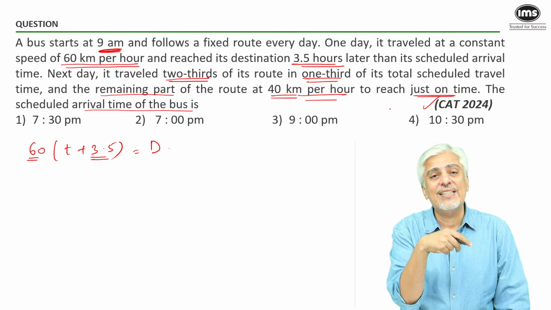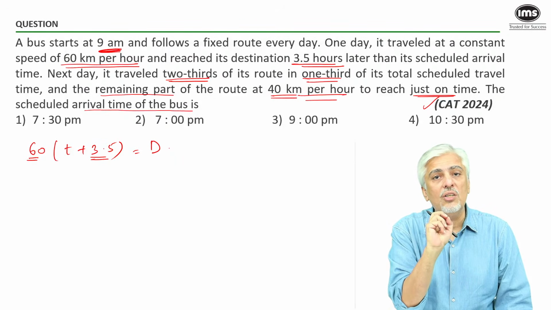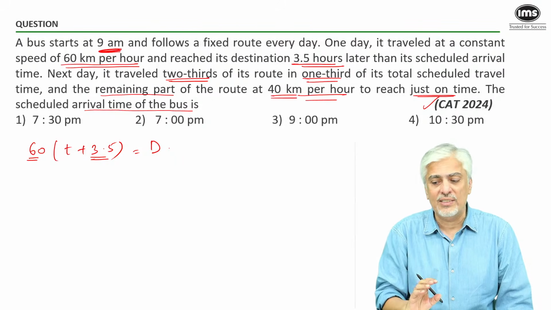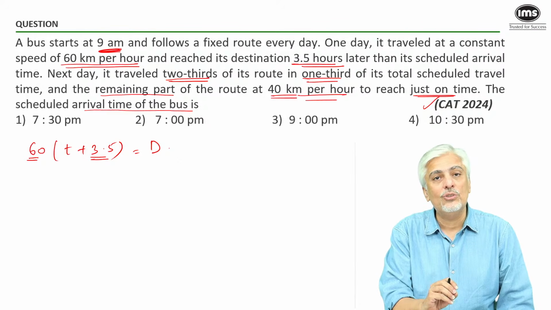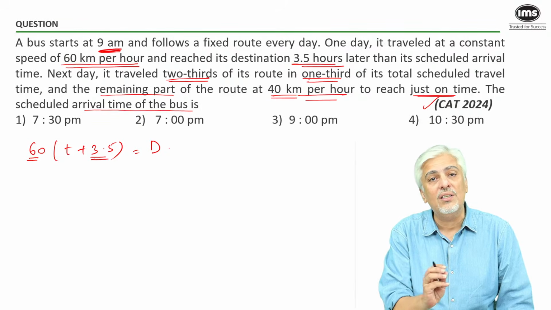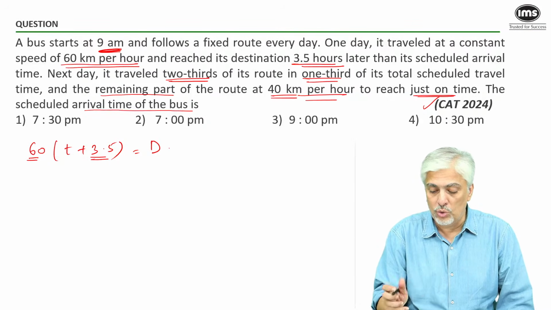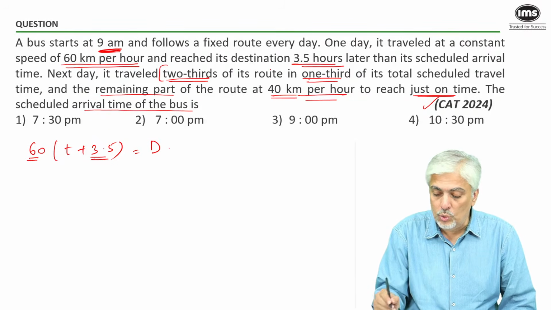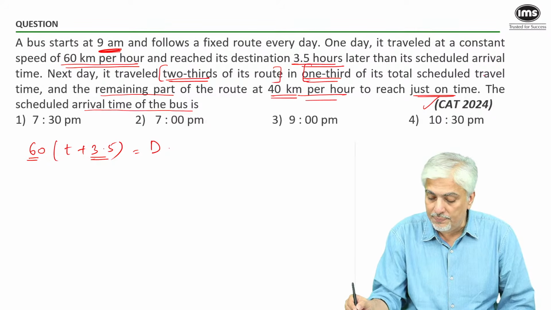Now let's read the second part very carefully. So it traveled 2/3 of the distance in 1/3 of the time, right? That's what they have said. Can I say therefore the 1/3 of the distance it traveled in 2/3 of the time? Let's go through this one more time. It traveled 2/3 of its distance in 1/3 of the time.